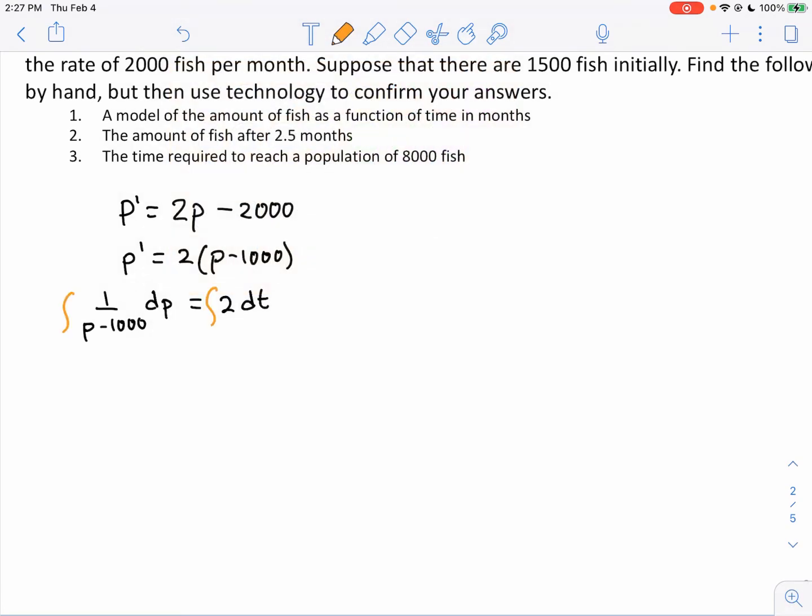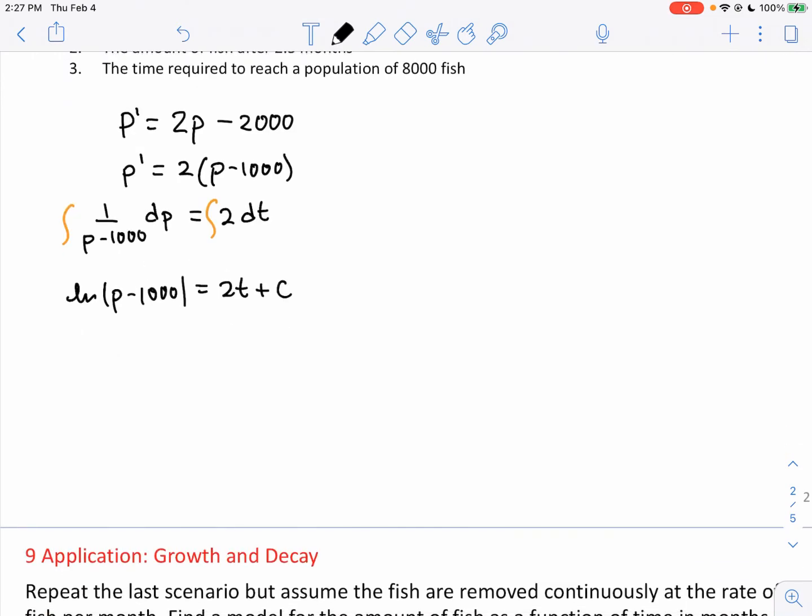Next, we're going to integrate both sides, and we get the natural log of the absolute value of p minus 1,000 is equal to 2t plus a constant. Now I'm going to skip all those steps of exponentiating and getting the absolute values gone. And so in the end, after I exponentiate and get the absolute values gone and do the breaking up of the e to the a sum, we have p minus 1,000 is equal to some constant times e to the 2t. Now we add 1,000.